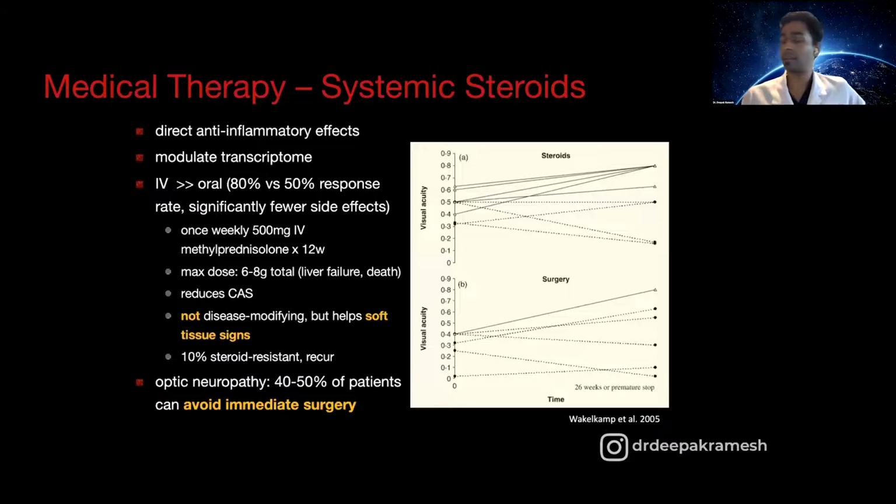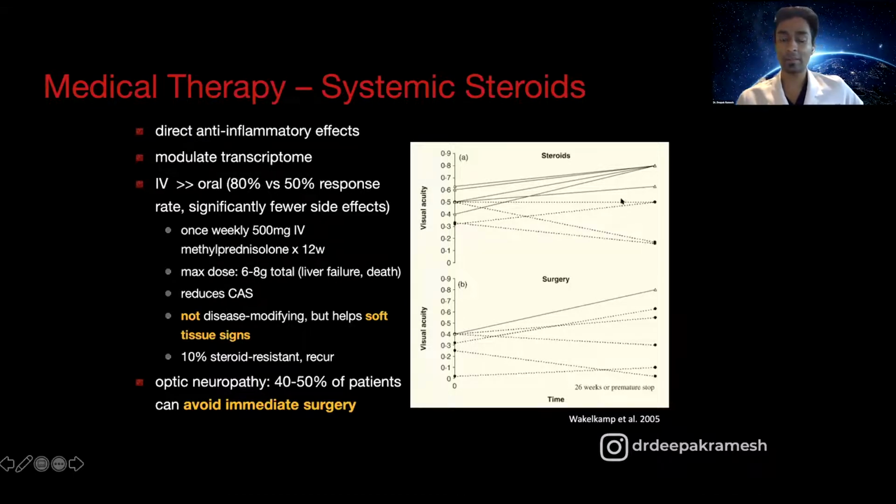The situation where I find steroids are really quite helpful is in patients who have optic neuropathy. So if someone presents with dysthyroid optic neuropathy, then if you give someone 3 days of a pulse dose of IV methylprednisolone, we have data that shows here that you can reduce the need for immediate surgery for optic neuropathy by about 25 to 40%.